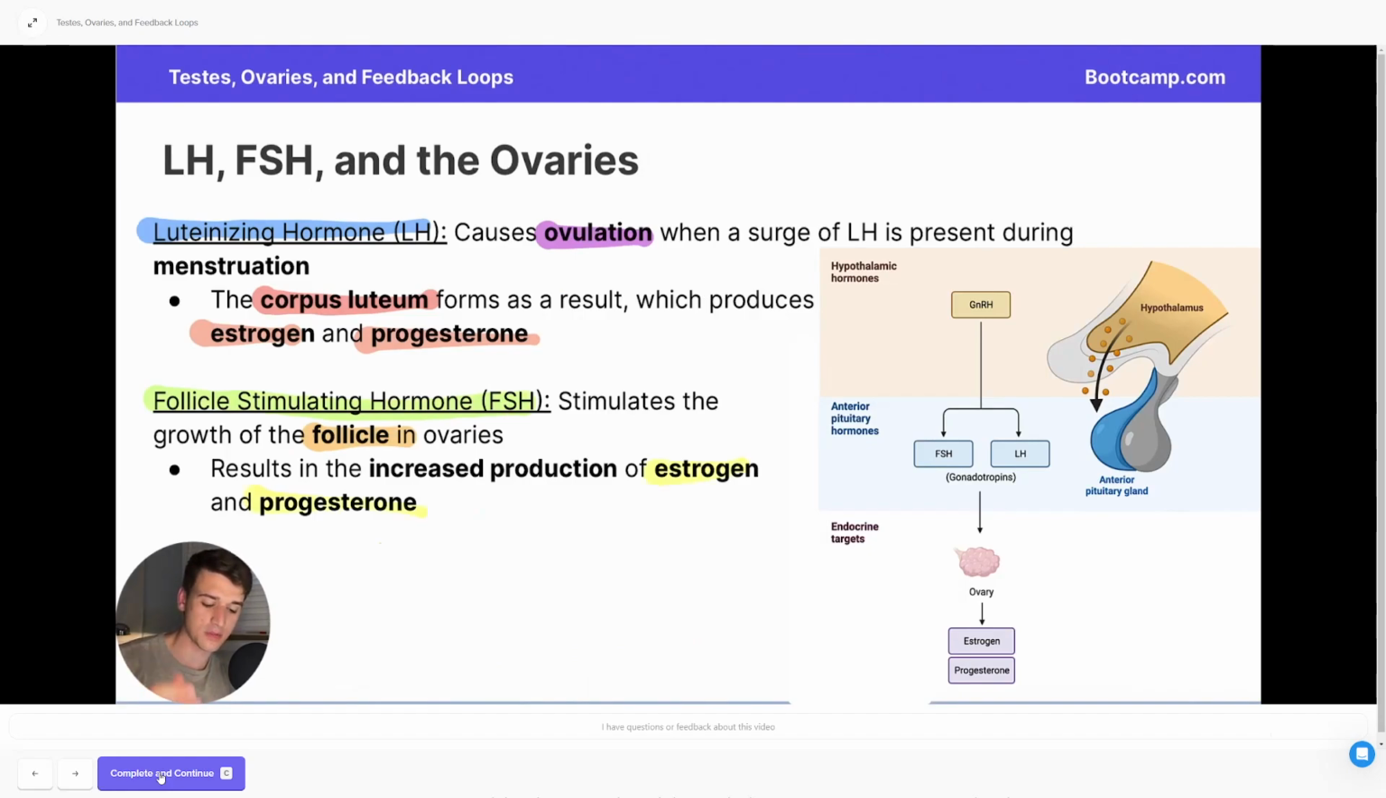And so what's really nice about LH and FSH in the ovaries is if you're trying to think about how to remember what each does, all you have to do is look right to the names. Let's start with luteinizing hormone. Let's circle the first word, luteinizing. Luteinizing hormone is responsible for the corpus luteum. Sounds very similar to luteinizing. Follicle stimulating hormone is equally appropriate because follicle stimulating, let's highlight follicle, is responsible for the growth of the follicle.